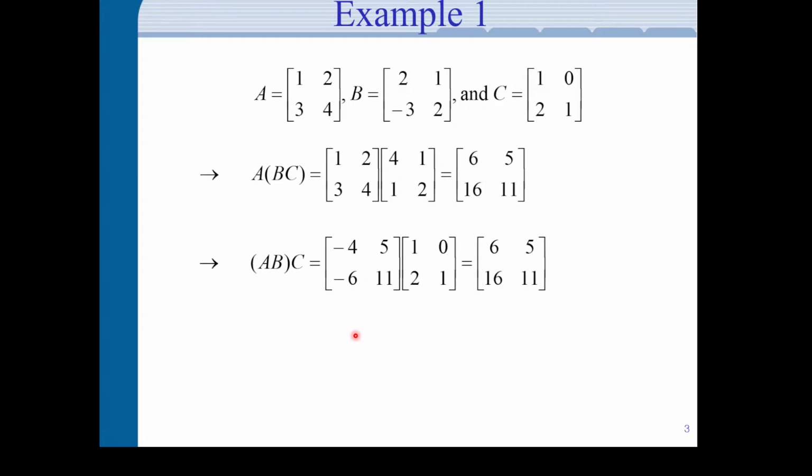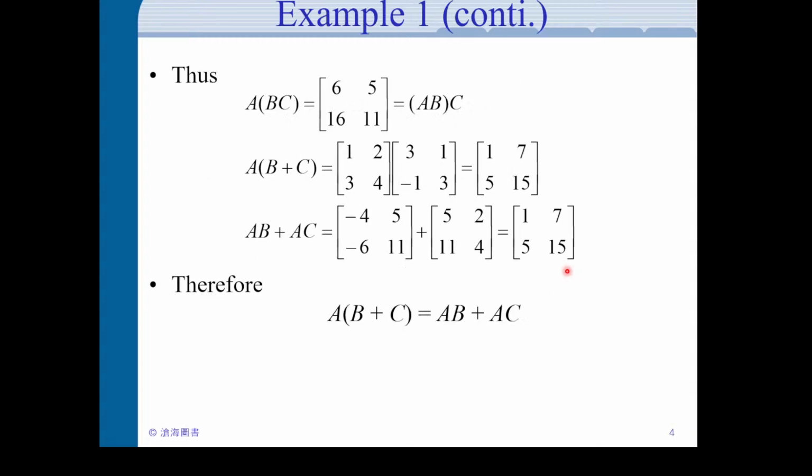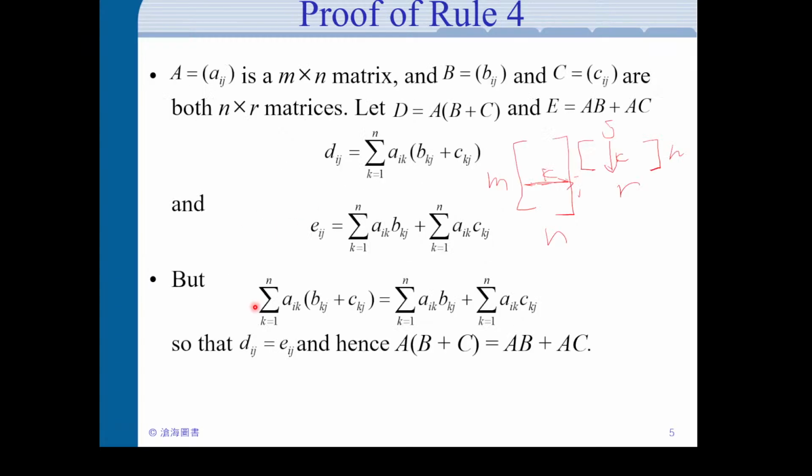So here are some examples. We have A, B, C, and you can do the multiplication to check. You multiply BC together, then multiply with A, and you see this matrix. If you multiply AB together first, and then multiply with C, you see it's this matrix. So A times BC equals AB times C with this special example. You can also check that the distributive rule works out: A times (B plus C) equals AB plus AC.